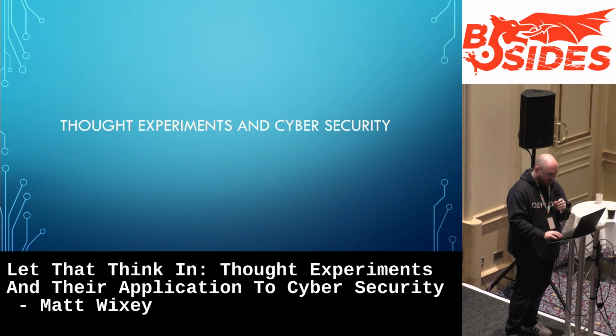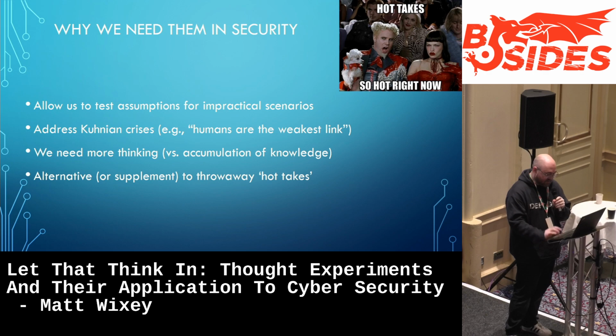Okay, that's the boring stuff out of the way. We'll talk about thought experiments and cybersecurity. So why do we need them in cybersecurity? Well, they allow us to test assumptions for impractical scenarios. As I mentioned, they can address Kuhnian crises, which I think we have a number of in cybersecurity. So an example would be humans are the weakest link, right? Which personally I think is quite an outdated way of thinking. And you could argue that there are anomalies associated with that belief.